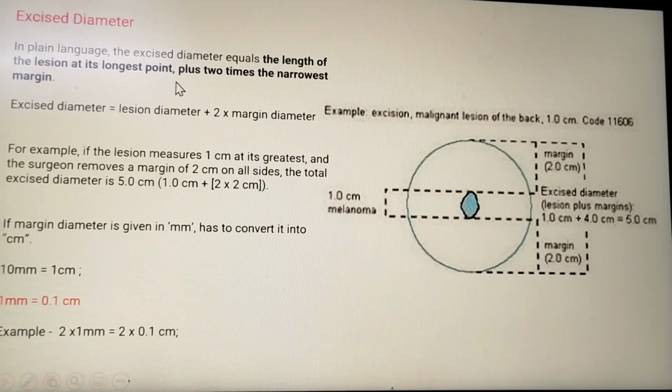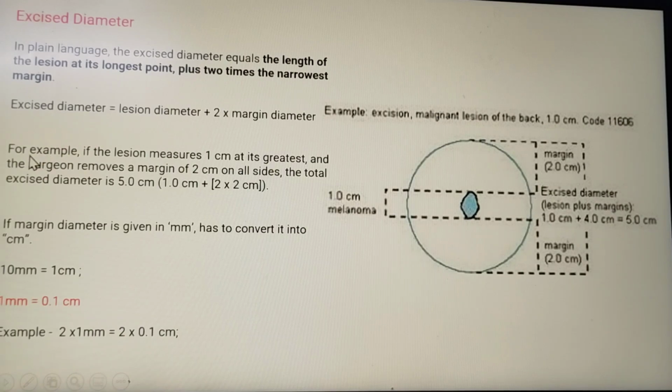So excised diameter includes the lesion diameter and also the margin diameter. So this is the formula. Excised diameter equals lesion diameter plus 2 into margin diameter. Lesion is the benign or malignant lesion. Margin diameter means the surrounding healthy tissue. So for safety purposes, the surgeon will remove the healthy tissue surrounding the lesion. This healthy tissue is called the margin. So excised diameter includes lesion diameter and margin diameter.